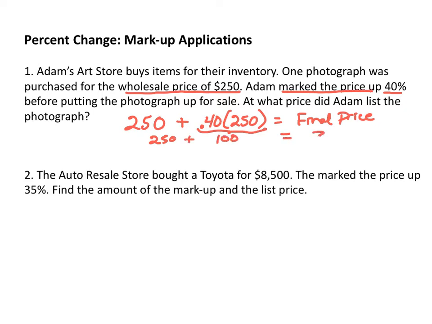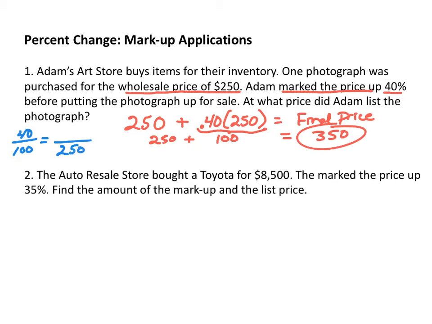So that should be a final price of 350. Now, if you did this as a proportion, it might look something like this. The price was marked up 40%, so that's 40% markup. Percent always goes over 100. The original price was 250.